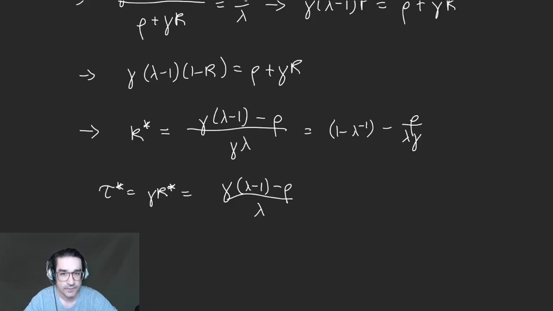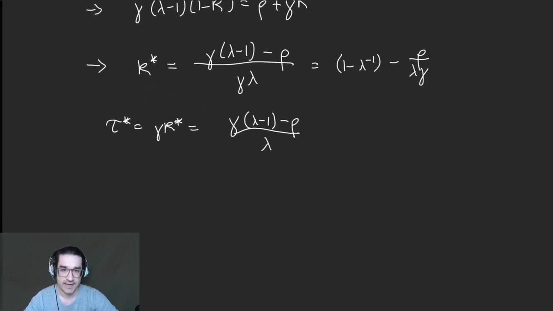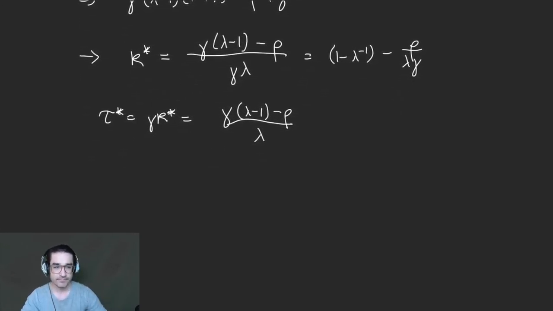Okay, so we're going to assume anyway that we're in a regime where you have positive growth. That's just a parametric assumption. In this case, that would mean gamma times lambda minus one is greater than rho. So that's our innovation rate, and then the final thing is the growth rate, which is the main variable of interest or output variable we might want.